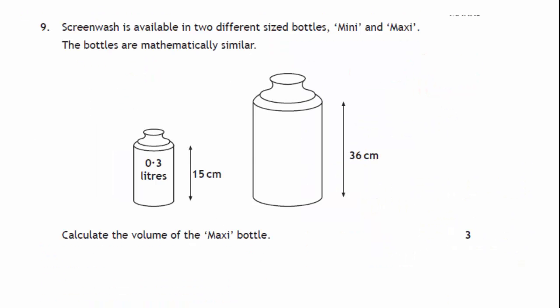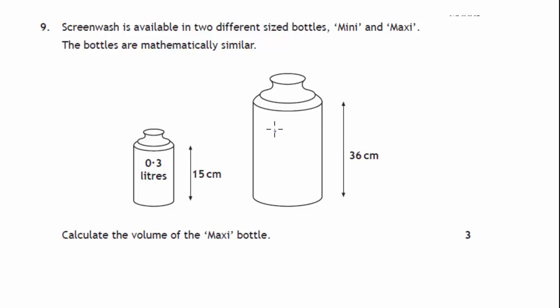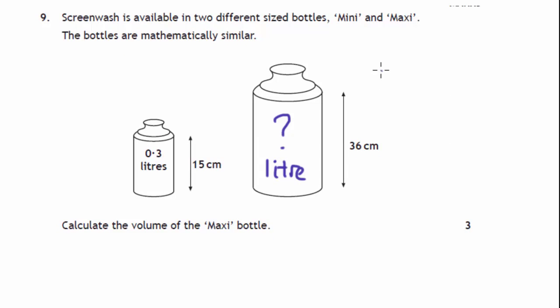If we then have a look at the second one, again what we've got is two milk bottles. We've got the sizes of both, so we can work out the linear scale factor, and we've got the volume of the small one, but we don't have a clue how many litres this one is. So first thing we do, we work out the linear scale factor. That is the big size, 36, over the small size.